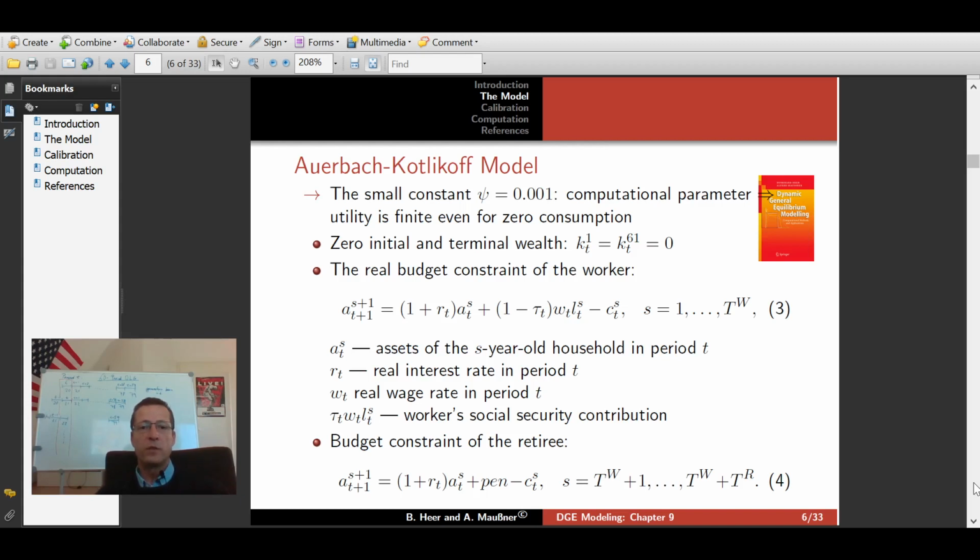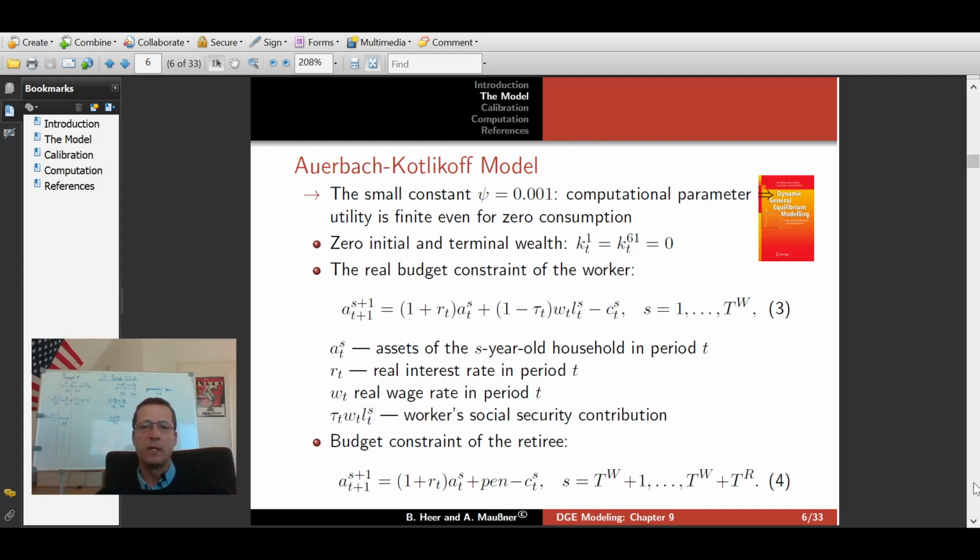We further assume that the individuals are born without any wealth, and they also die without any wealth. So A_1 and A_61 are equal to 0 in each period t. A_1 is the asset level at the age of 1 when we are born, and A_61 is basically the asset level in the first period after death. So of course we do not leave behind wealth, and we are born without wealth.